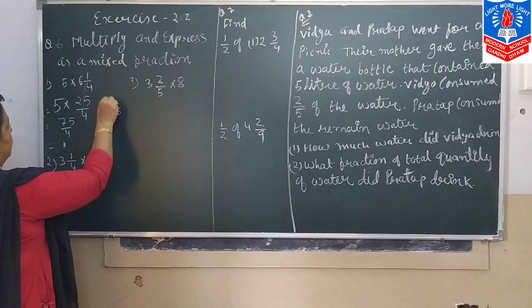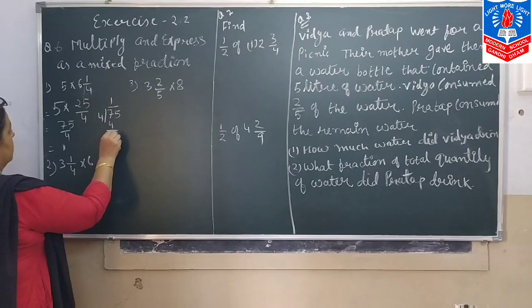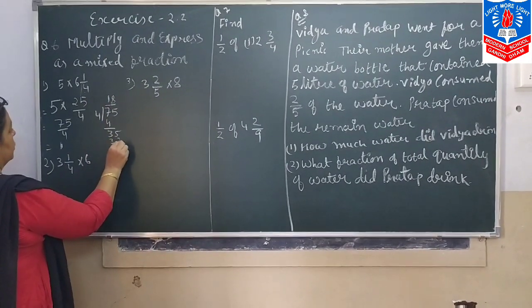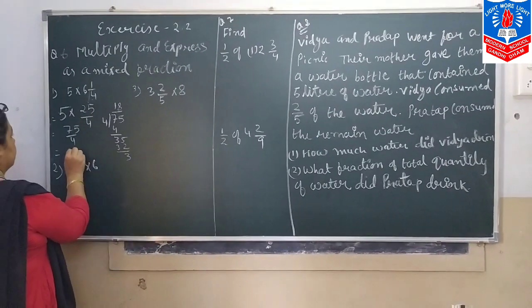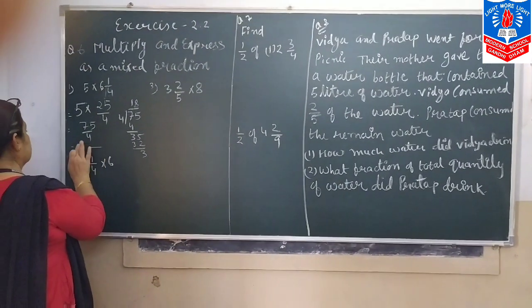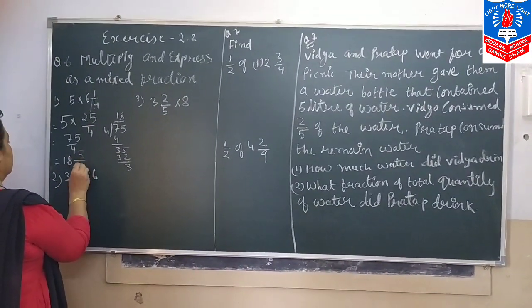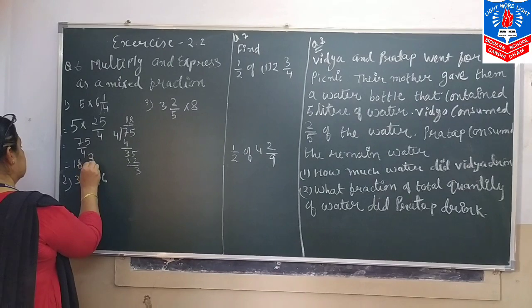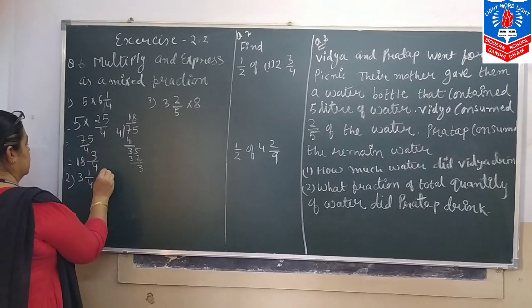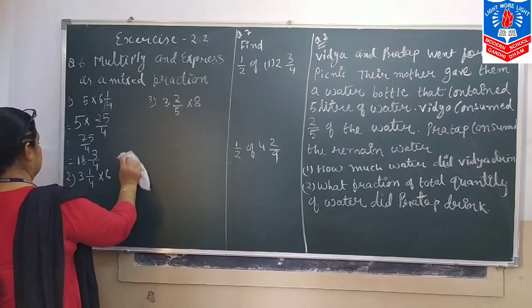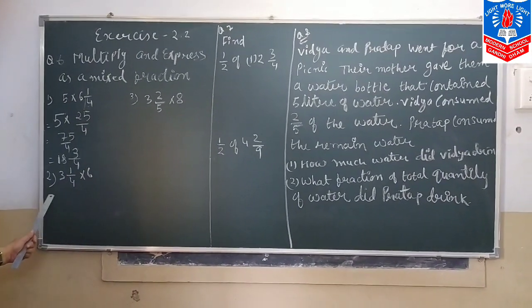75 divided by 4. 4 ones are 4, 35. 8 fours are 32, 3 remain. So here is 18 integer 3 by 4. The answer is 18 integer 3 by 4. It's our answer.